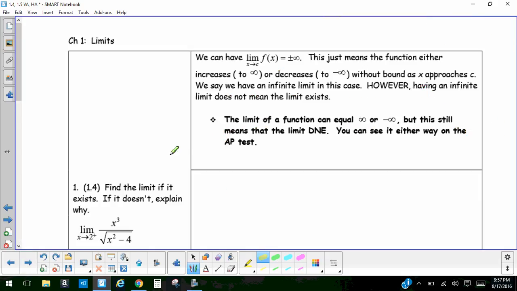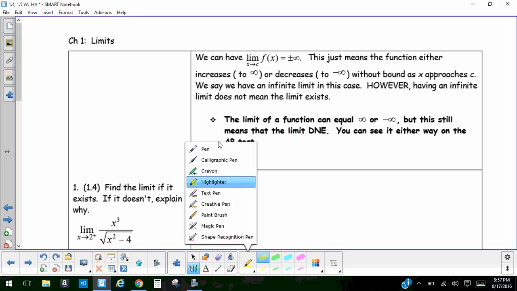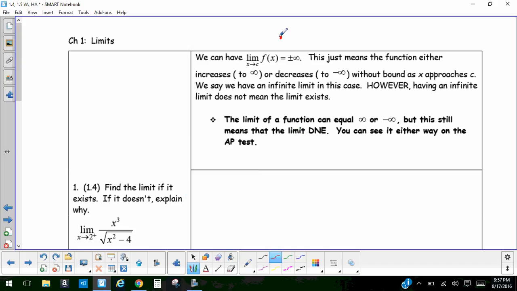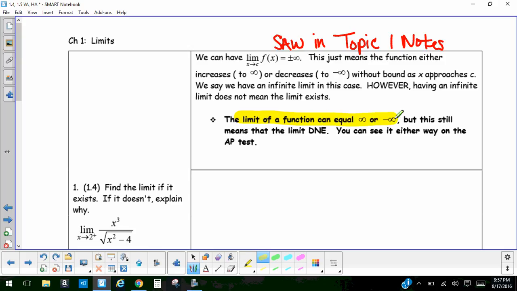Okay, we already saw the information in this next box in our topic 1 notes. So we saw in topic 1 that sometimes my function shoots way up or way down, and we will say that the limit is equal to plus or minus infinity. However, it still means that the limit does not exist. So you can have the limit of a function as an answer being infinity or negative infinity, but this still means that the limit doesn't exist.